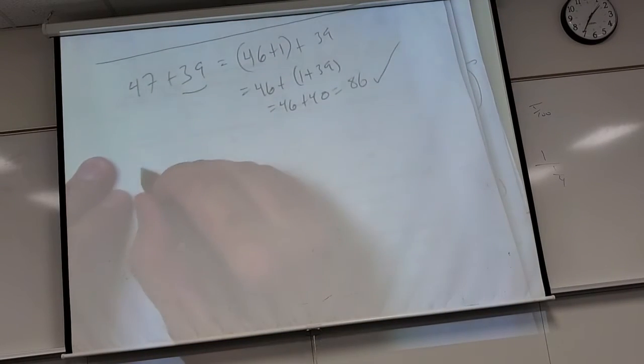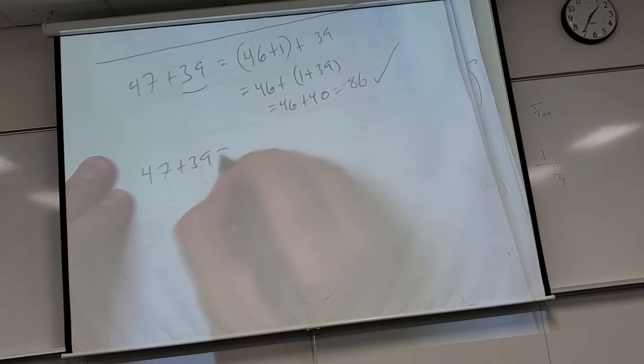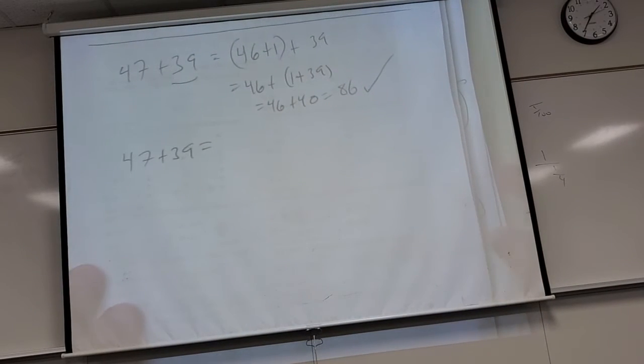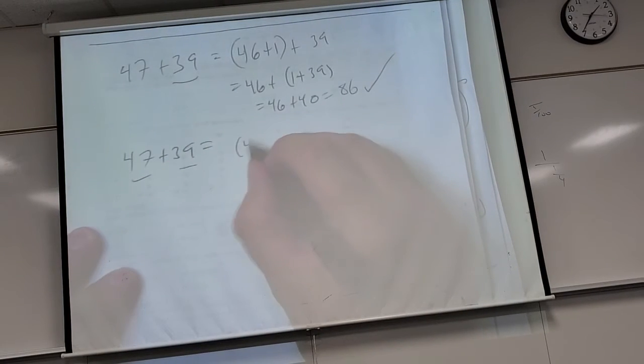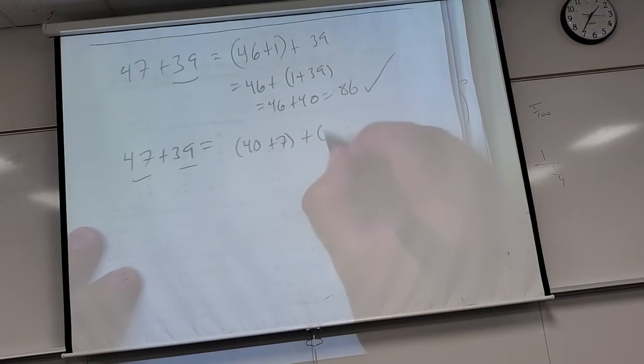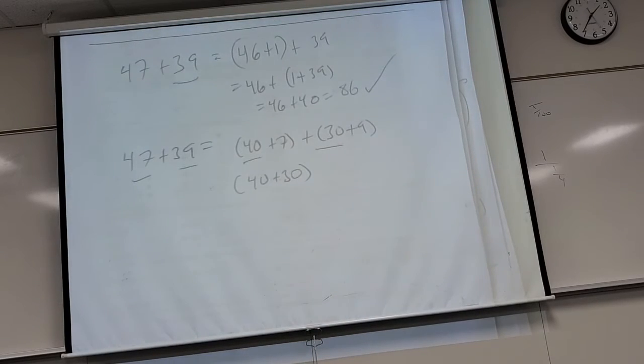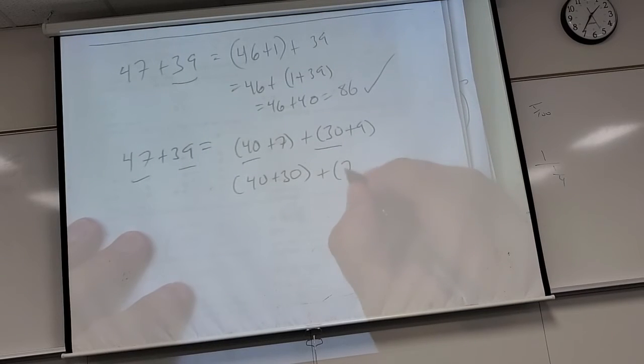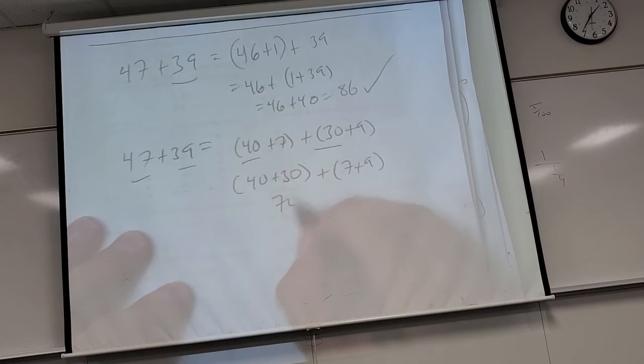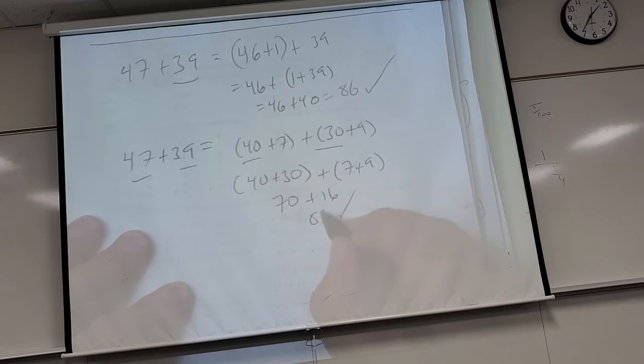What's a different way we could do this? Yes? 40 plus 30. Yes! So 47 is 40 plus 7. 39 is 30 plus 9. So I can say 40 plus 30. So I just use associativity and commutativity together, plus 7 plus 9. So I get 70 plus 16. 86. Yay!